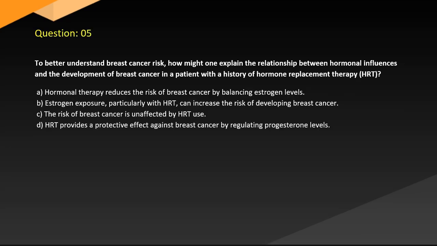Question 5. To better understand breast cancer risk, how might one explain the relationship between hormonal influences and the development of breast cancer in a patient with a history of hormone replacement therapy (HRT)? A. Hormonal therapy reduces the risk of breast cancer by balancing estrogen levels. B. Estrogen exposure, particularly with HRT, can increase the risk of developing breast cancer. C. The risk of breast cancer is unaffected by HRT use. D. HRT provides a protective effect against breast cancer by regulating progesterone levels.